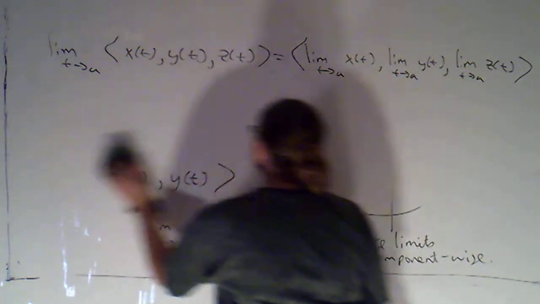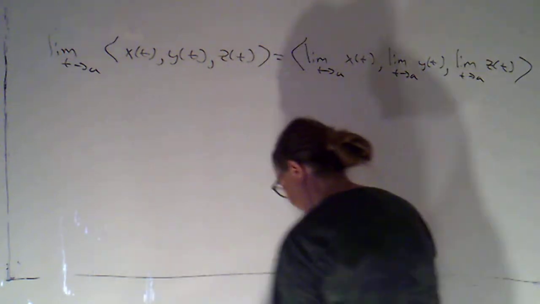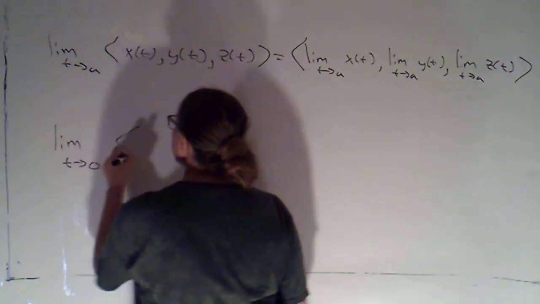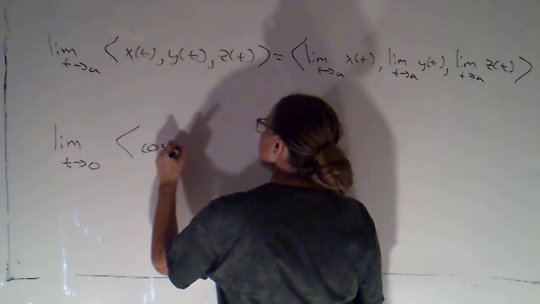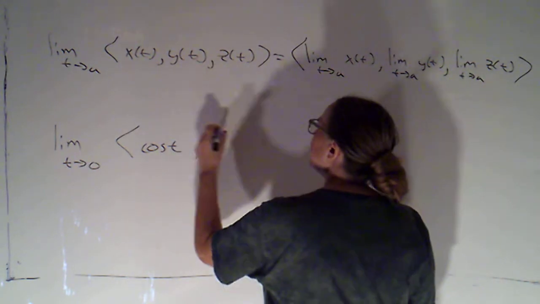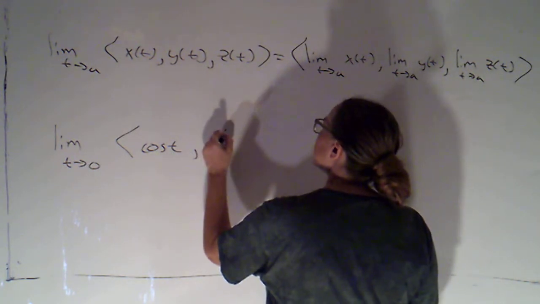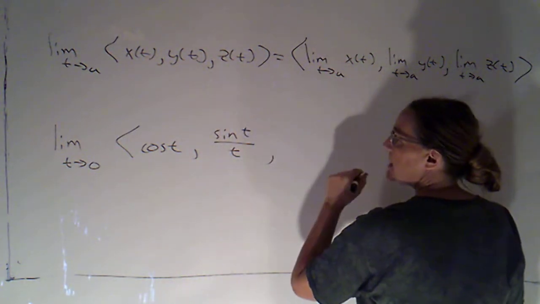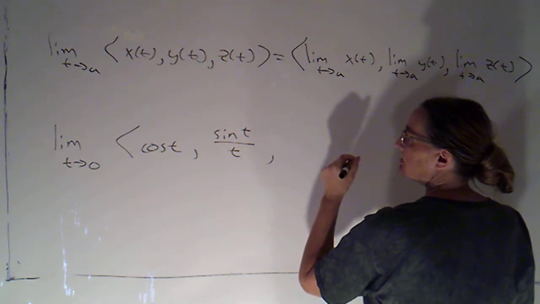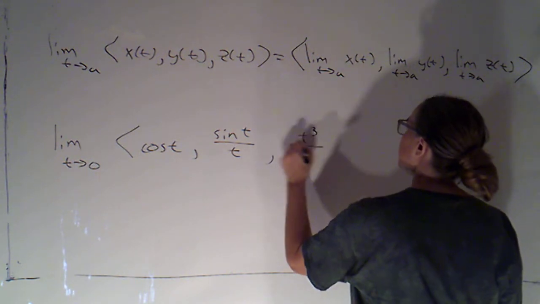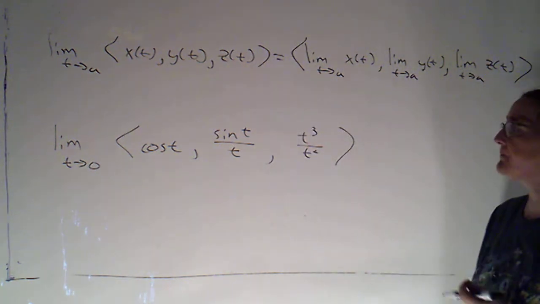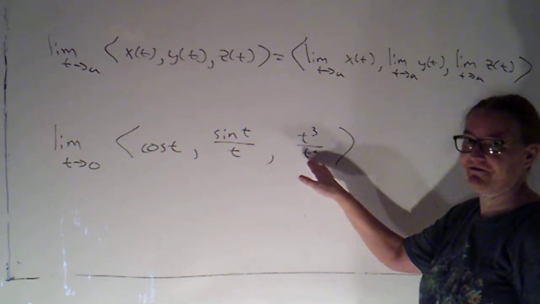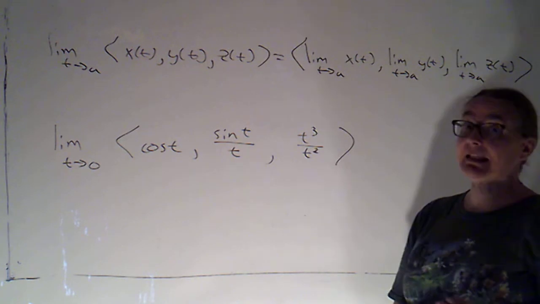Okay, so let's just take a look at an example. Let's suppose I wanted to take the limit as t goes to 0 of cosine of t, sine t over t, let's do one more. We'll do t cubed over t squared. Okay, now you'll notice this function is not defined at 0 because the y and the z components aren't defined at 0. That doesn't mean, though, that we can't take the limits.